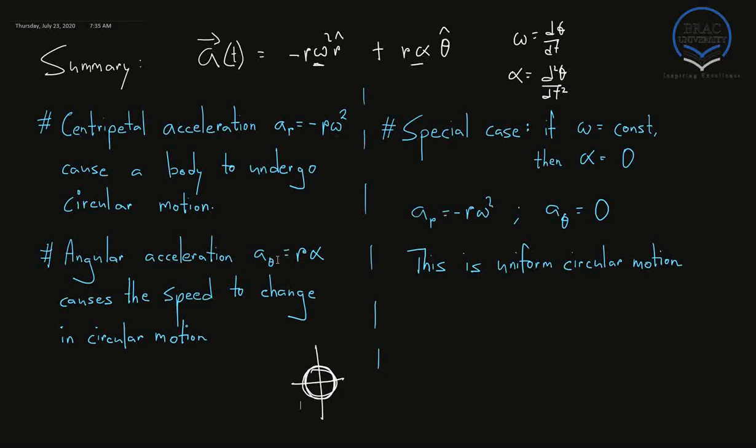If this alpha is 0, or if the rate of change of omega, that is d omega by dt, is 0, then of course you have the special case of uniform circular motion. You simply have centripetal acceleration whose magnitude is not changing with time, and the tangential acceleration is 0. That was the special case of circular motion.